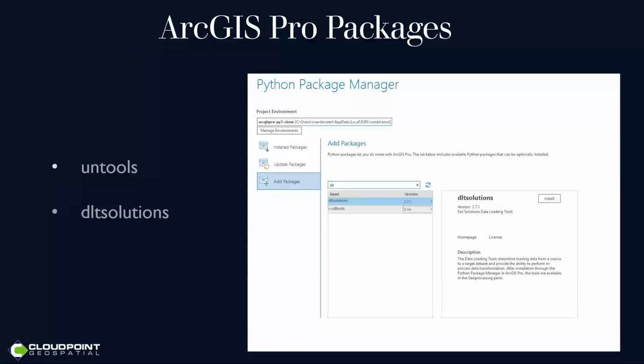Once Pro is back up, you're going to go back into Python and you're going to click on Add Packages. You may need to click the refresh arrow first, and you're going to download DLT Solutions, which is going to aid you in migrating your data, and the UN tools, which will contain the geoprocessing tools for staging the utility network and applying the asset package.